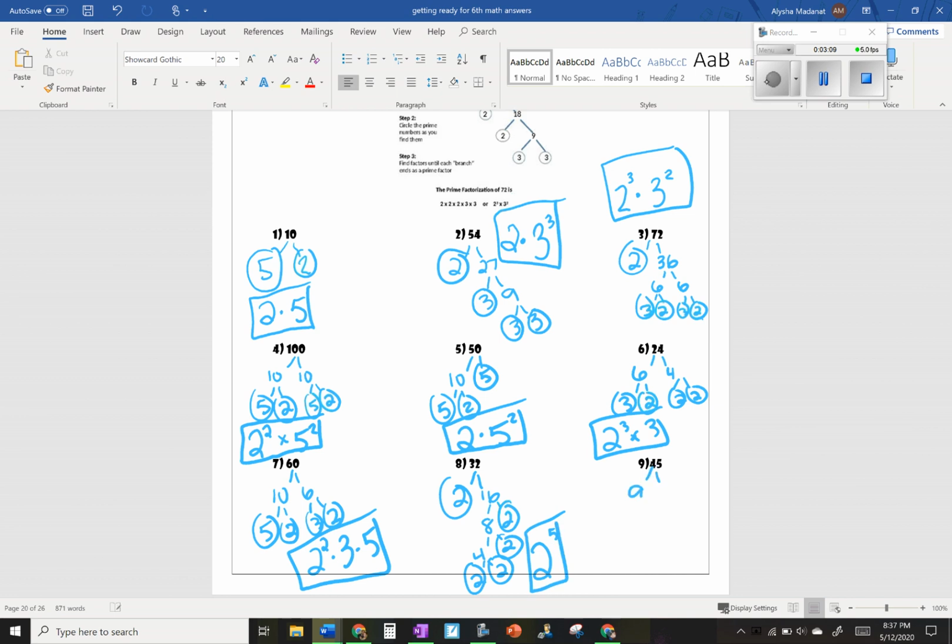And then 45, you've got 9 and 5. 5 is prime. Break down your 9 by 3 times 3. So 3 squared times 5 would be your answer. So we're going to use prime numbers in a factor tree.